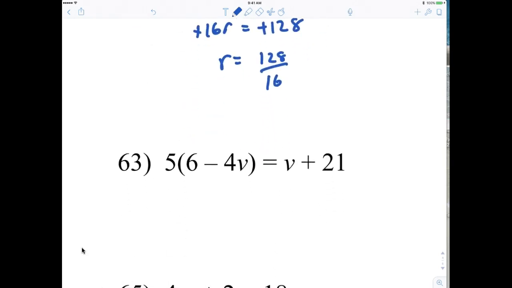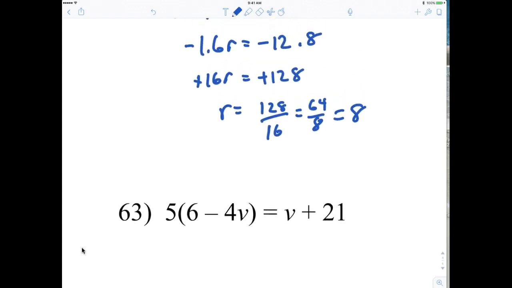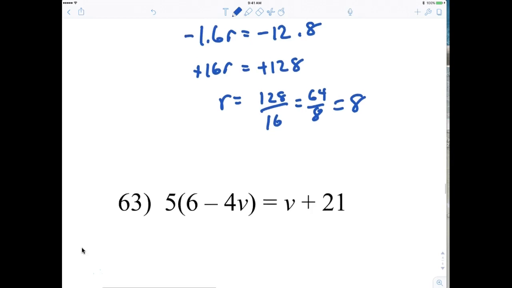I know they're both even, right? So I could divide easily by 2. Now look how much easier the problem is. Does that make sense? Why are the 16 and the 128 positive? Because of the two negatives. Negative divided by a negative is positive. Is everybody happy with that being 8, right? Yes. All right.